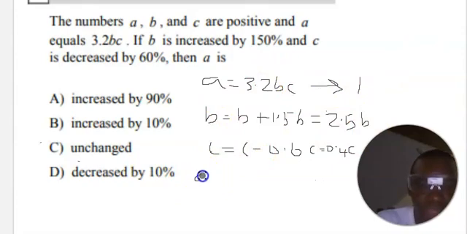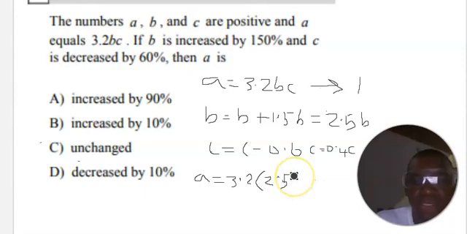So let's see if there was any percentage change. So a is equal to now 3.2, then we open this bracket. What's our new b? Our new b is 2.5b, is it not? So that's 2.5b times, what's our new c? Our new c is 0.4c. Alright, so let's close the bracket.